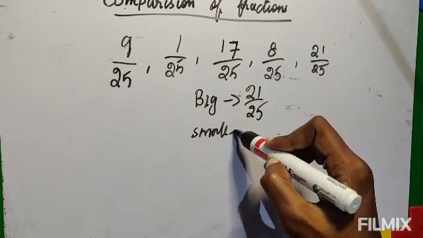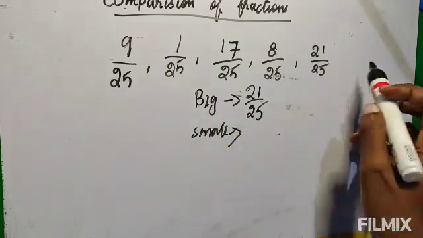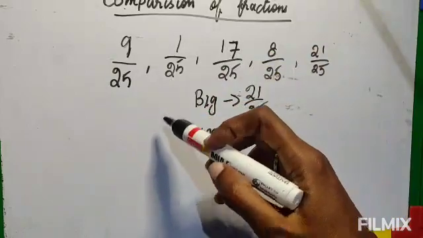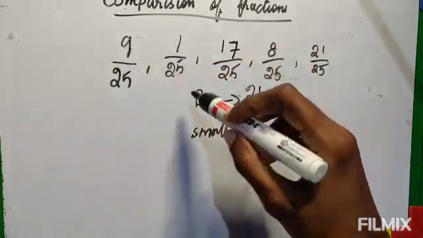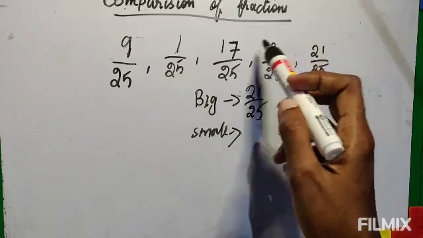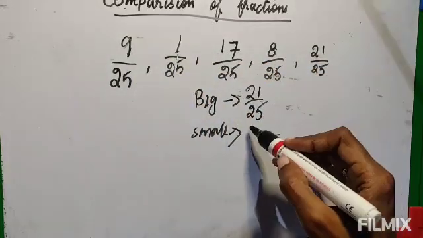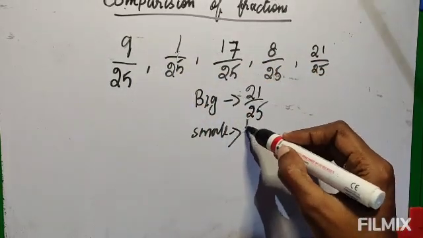From here you have to find the small fraction. The small fraction is the one with the smaller numerator. This one has the smallest numerator, 1, which is smaller than all the other numerators. So 1 by 25 is the small fraction.